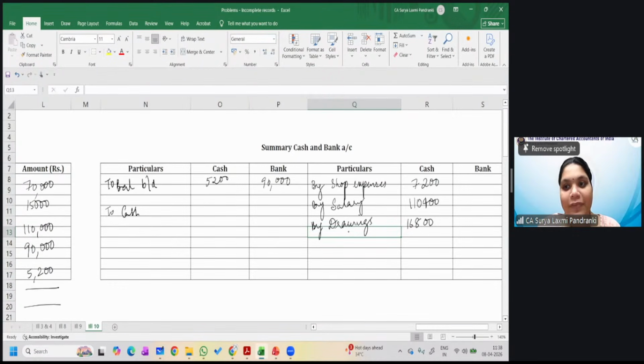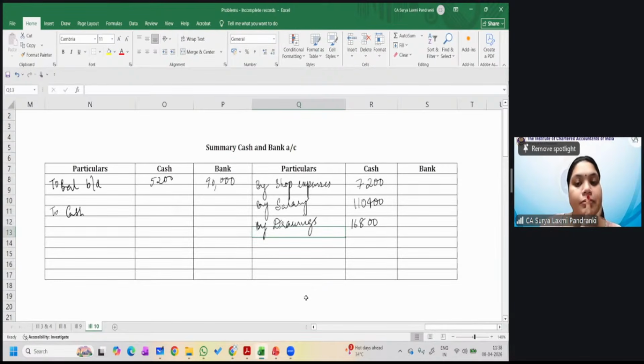I think Sunidhi is saying some different answer. Why to bank, Sunidhi? No, you tell me your reason. It is fine, let it be right or wrong. You tell me your reason. No, ma'am, by bank. Acha, you're saying by bank. Okay. Ma'am, by bank, and to cash will also come, na? Yes, ma'am. It's a contra entry. Yes, agreed.